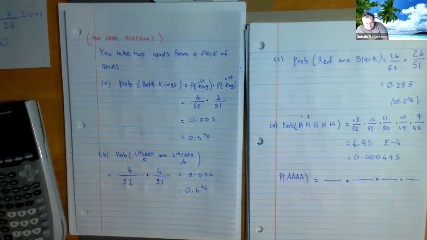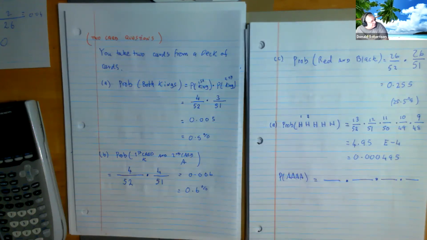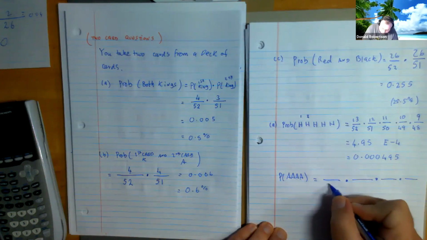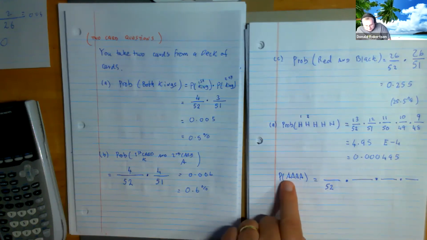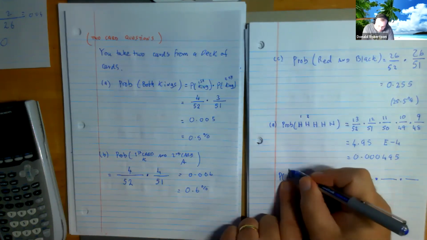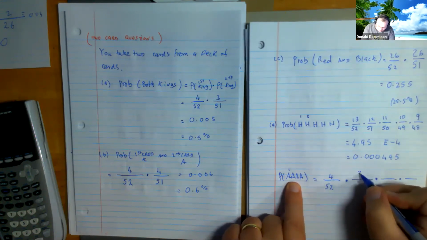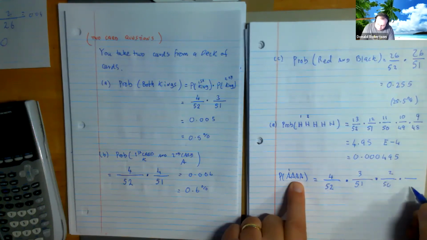Gut feeling. Do you think it's easier or harder to get 4 aces than it was to get 5 hearts? Harder. Harder. Let's find out. I agree. That's what I would think. Right, first card. 4 aces, right? Out of 52. Second card. Third card. Last card.